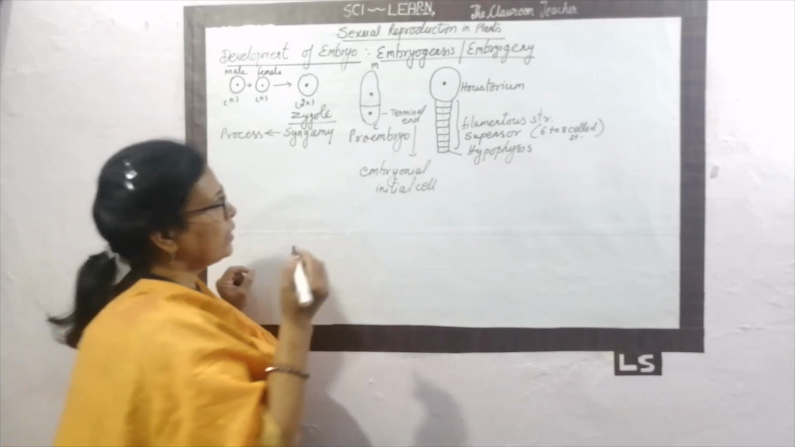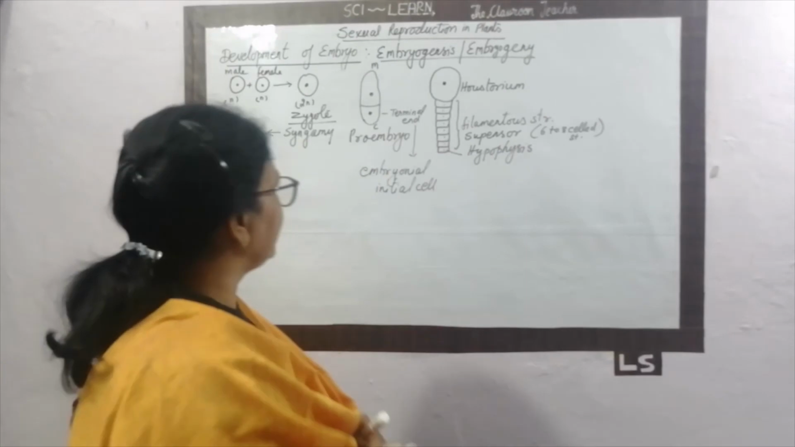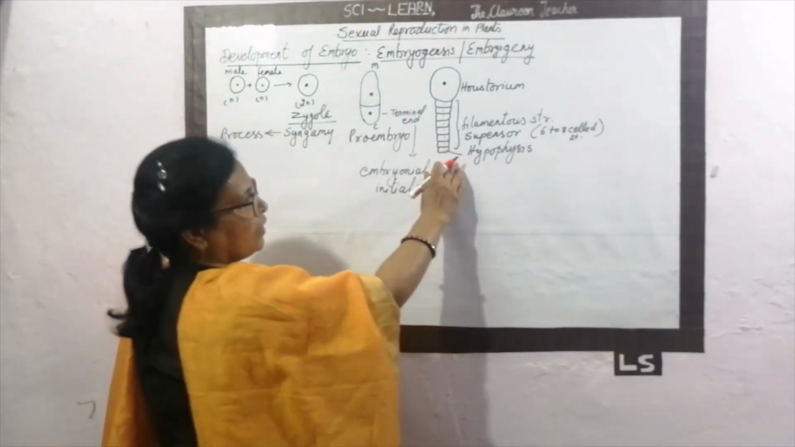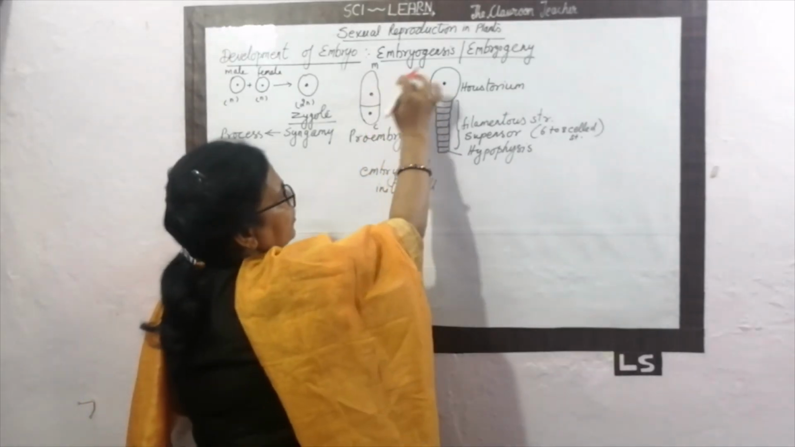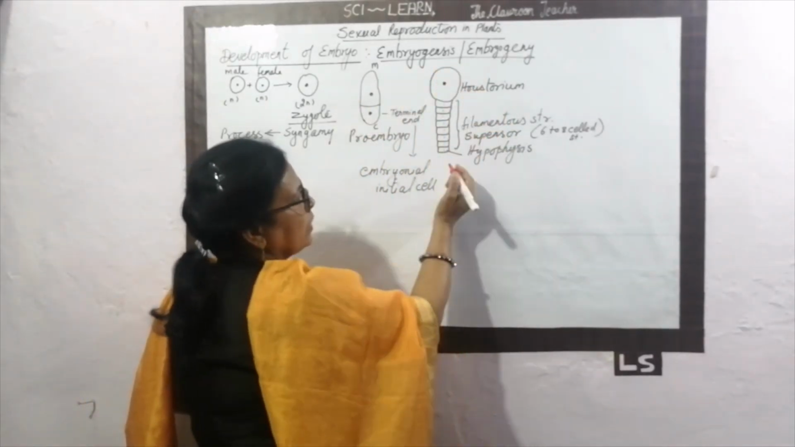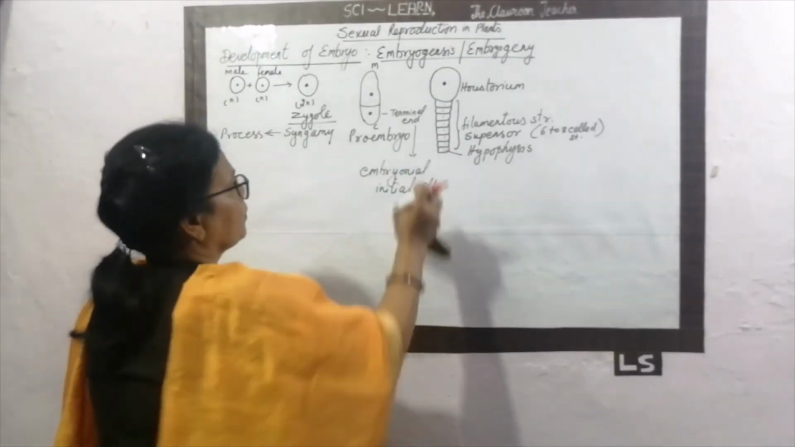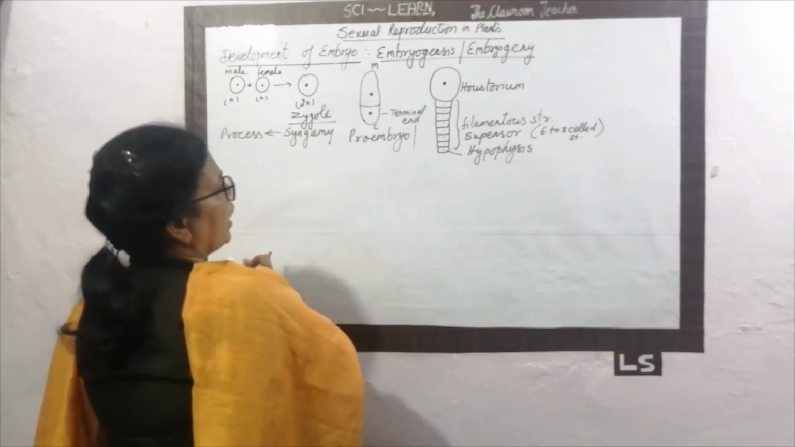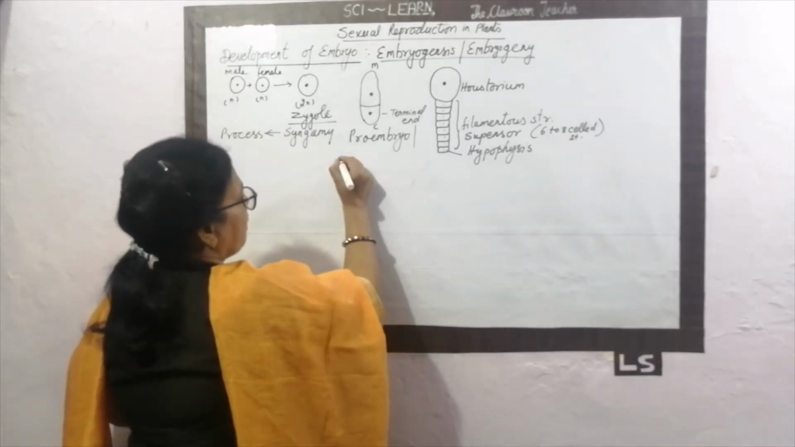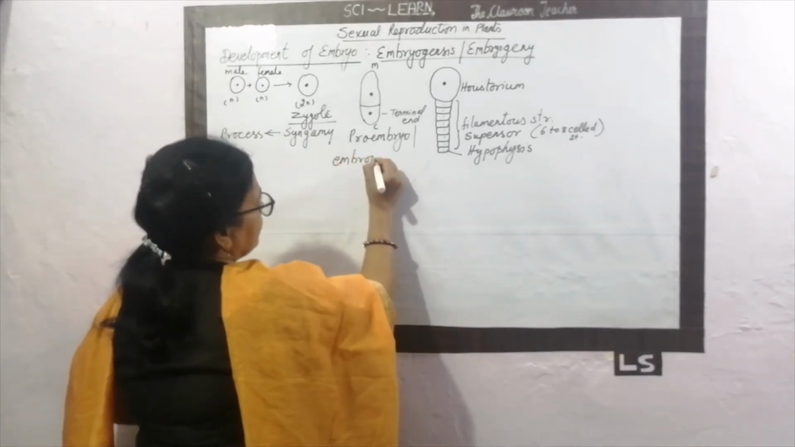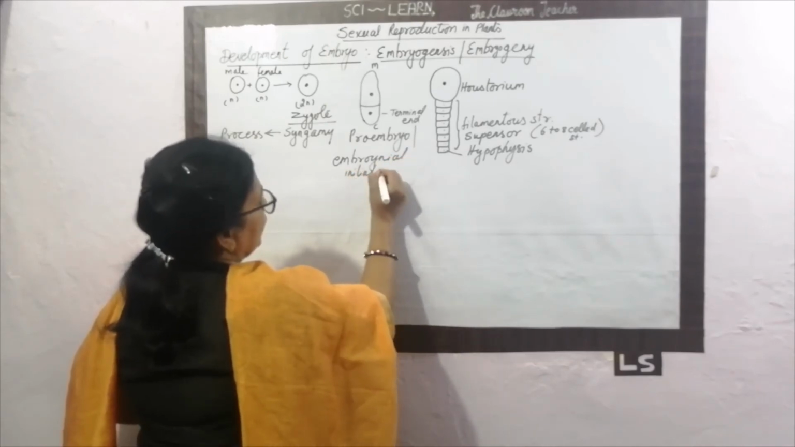What happened with this embryonal initial cell, which is present near the hypophysis? What is its location? This is the terminal end. The haustorium, suspensor, and the hypophysis develop, and at the end of the hypophysis I'm going to write the name: embryonal initial cell.